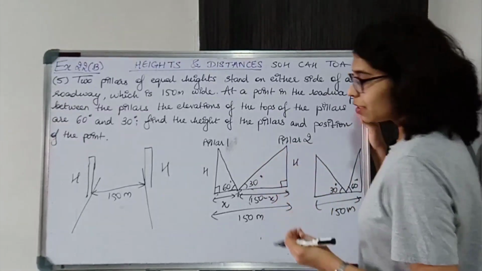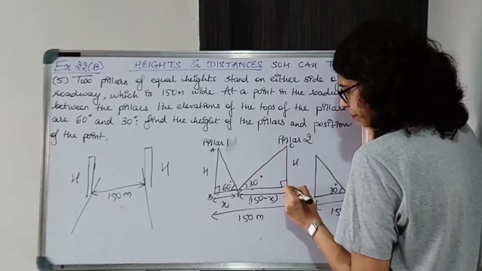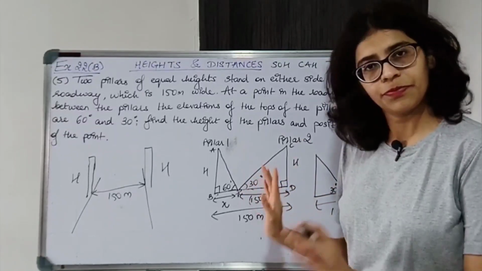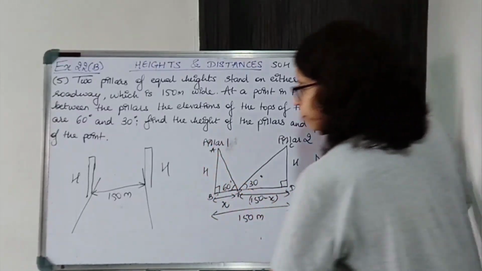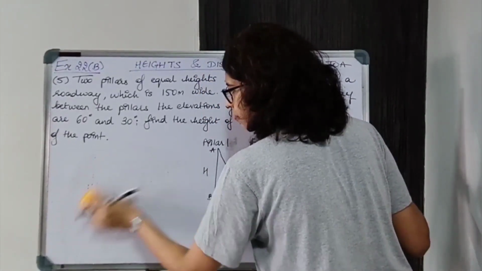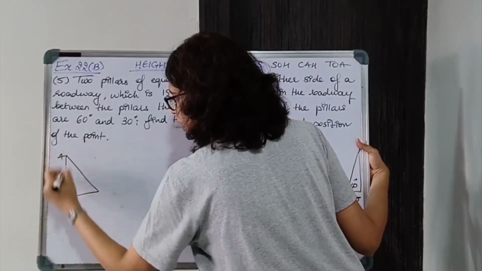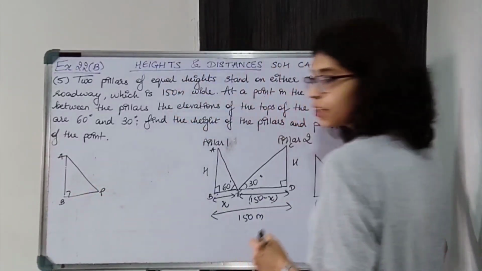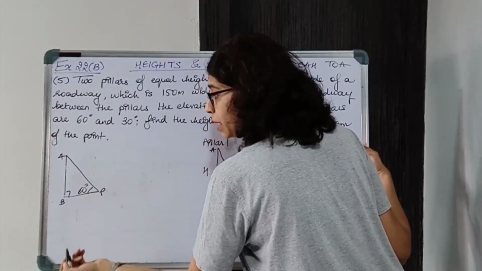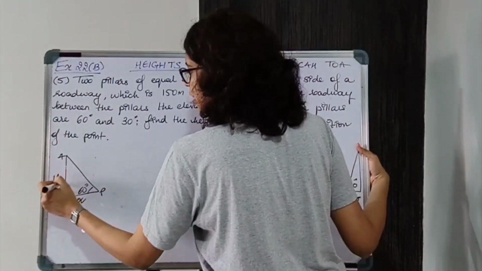So let us name the triangles. Let this pillar be AB and let this pillar be CD. We'll consider triangle ABP and triangle CDP. First let us consider ABP. A, B and P. Now its angle of elevation is 60 degrees. Distance of P from B is x, and this is the height h.